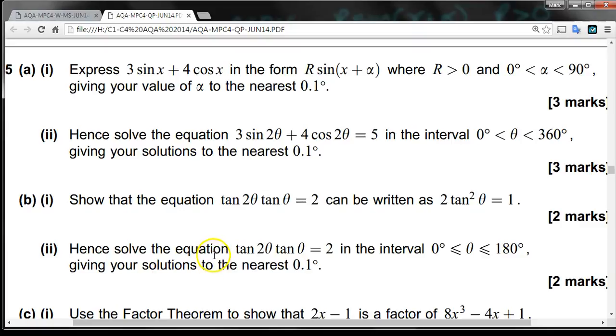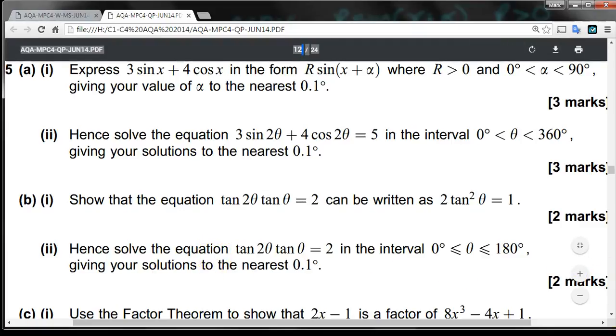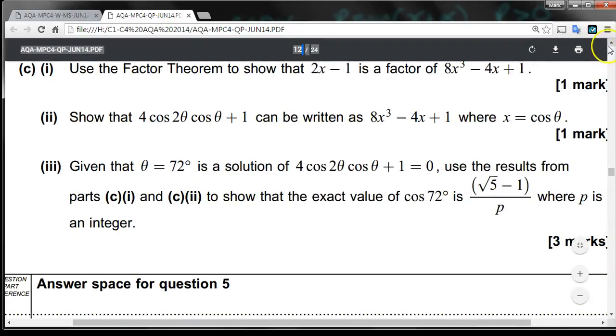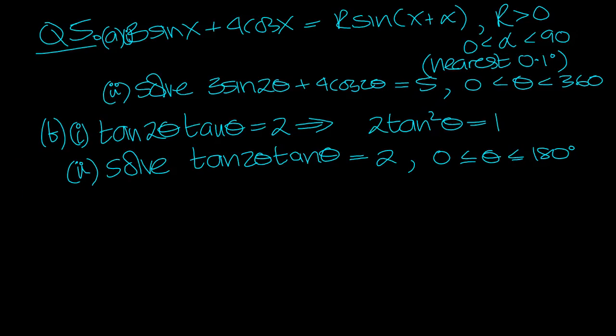Question 5, Part C. Okay, here's the question, and I've got it all written here in abbreviated form. Here's the first thing to do. Okay, so R will be 5, won't it?